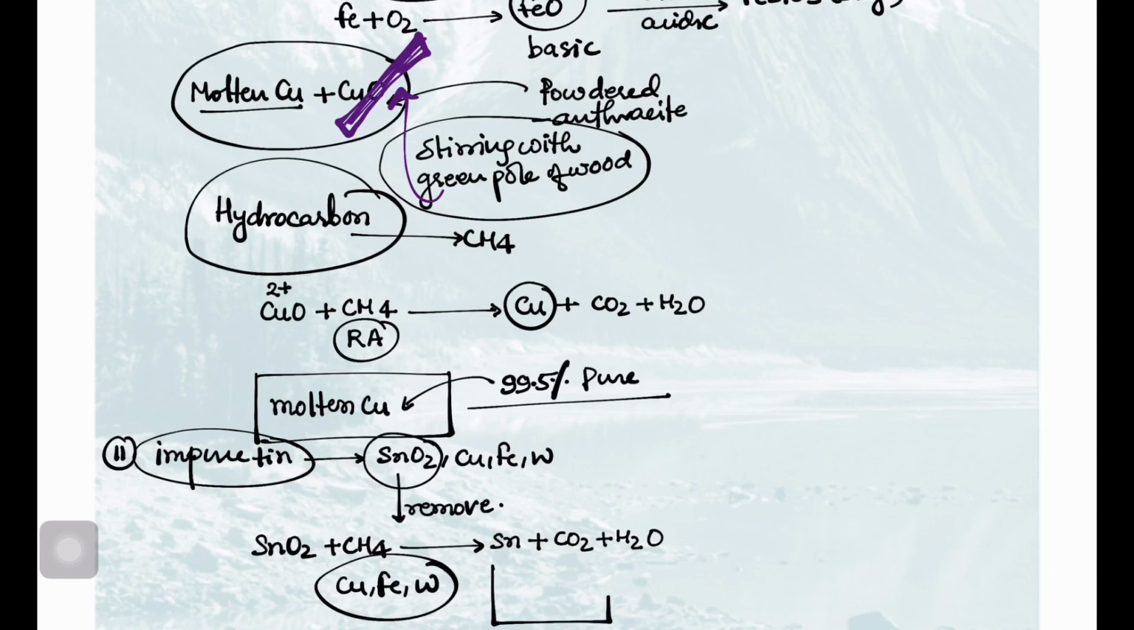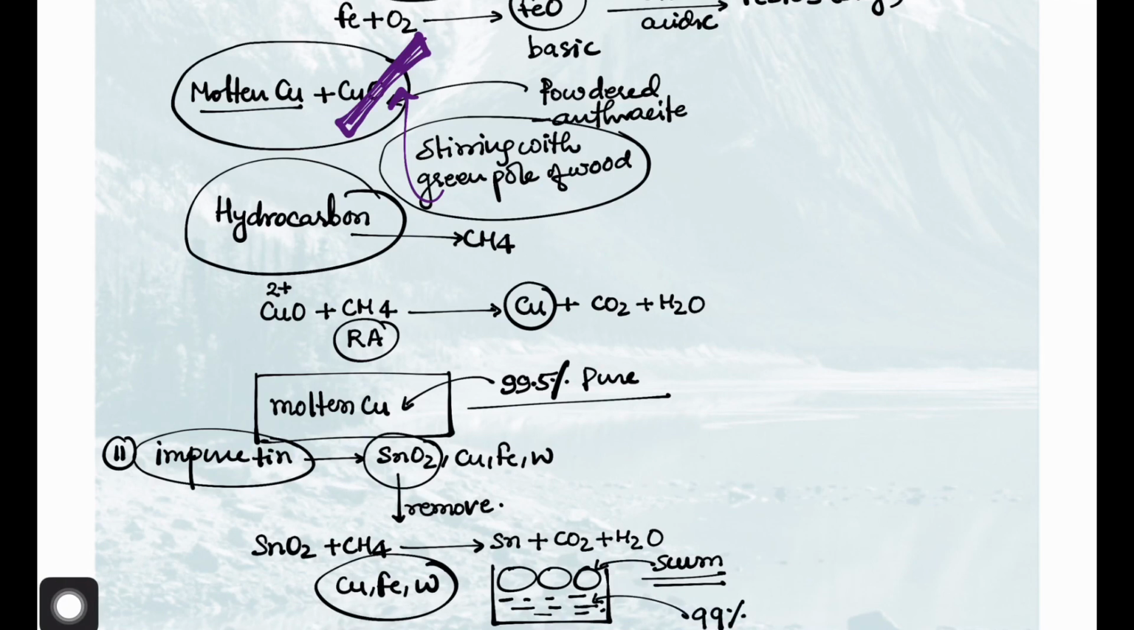So if it is pure tin molten metal, then this oxide will be on the top of that, okay, and then you can remove this scum. This is basically the oxides of copper, iron and tungsten. You can remove it from the surface, and the tin that you will get will be around 99% pure. Okay, so that's all about the polling process for the purification of tin and copper.